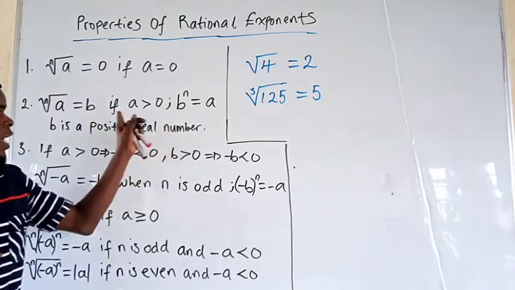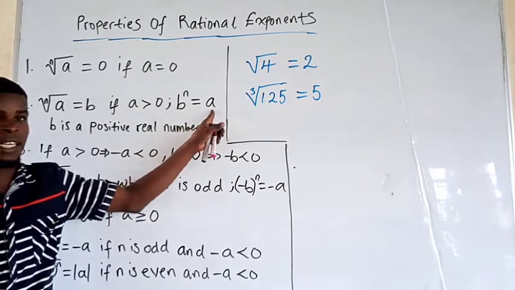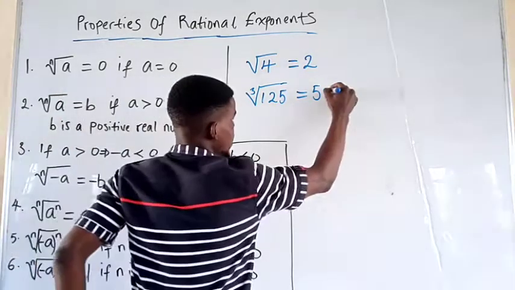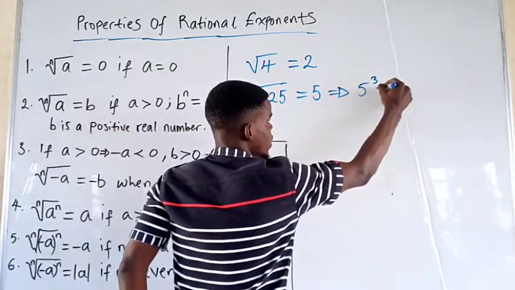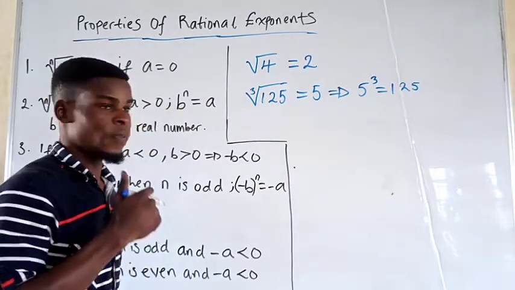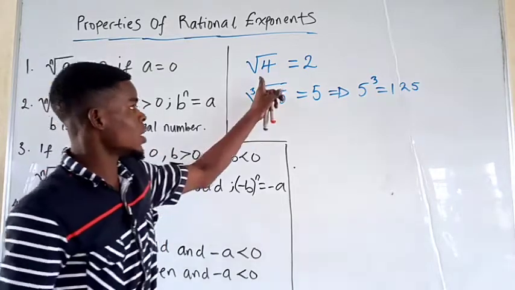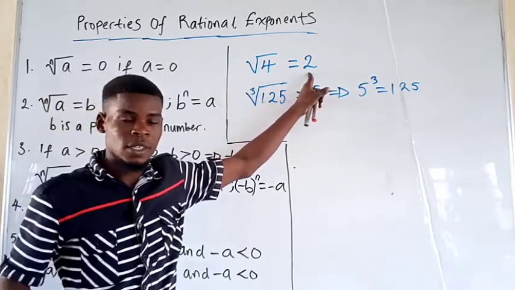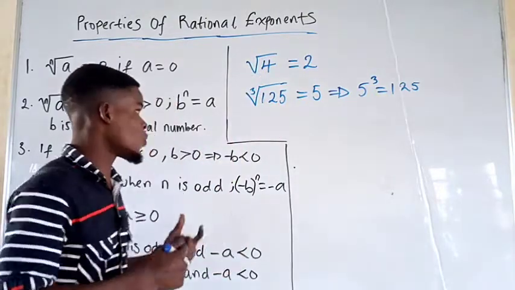Now, this b is going to be a number such that when you raise b to the power n, it gives you back that a. So the result raised to the power n, which is the index, will give you what is under the root. This means that 5 raised to the power 3 gives us 125. So the cube root of 125 is equal to 5, because 5 raised to the power of 3 is 125. The same thing applies to the first one. The square root of 4 is going to be 2, because 2 raised to the power of 2, the index, gives us 4. So that is how we get it.